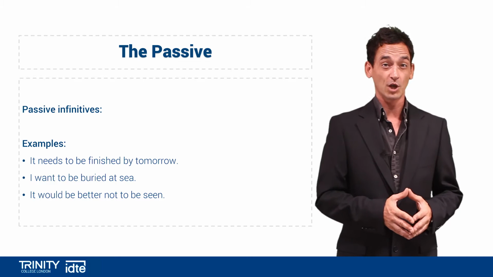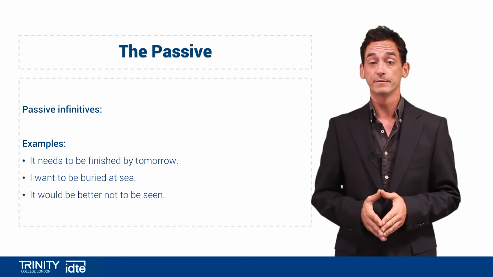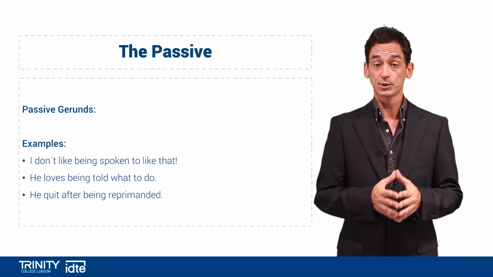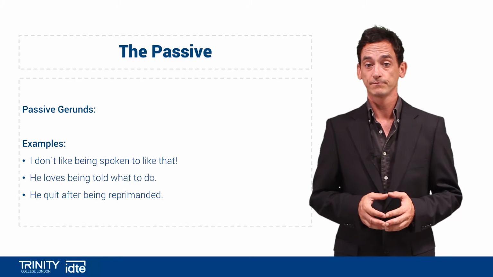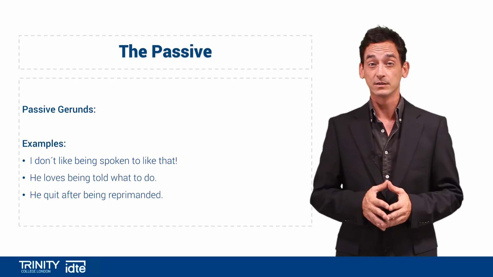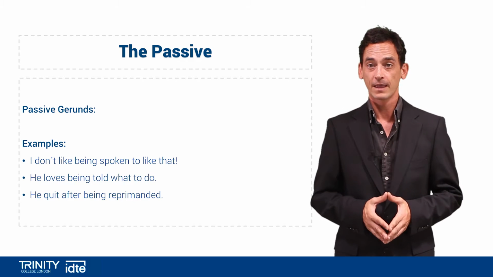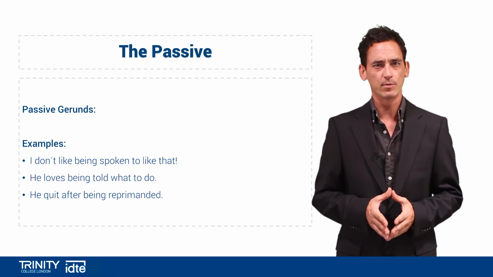We can also have a passive gerund. So, some examples. I don't like being spoken to like that. He loves being told what to do. He quit after being reprimanded.